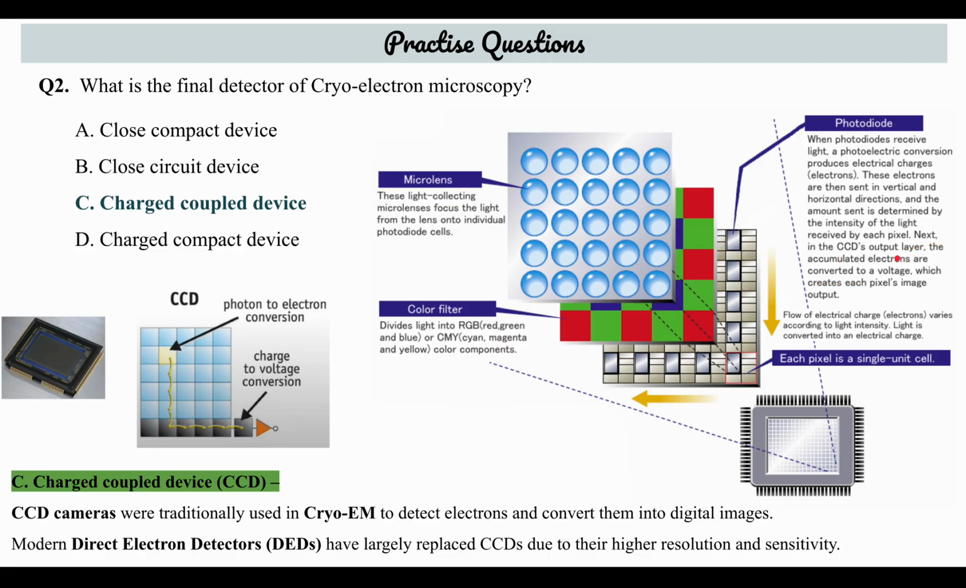And next, in the CCD output layer, the accumulated electrons are converted to voltage, which creates each pixel's image output. So each pixel is a single unit cell. In this way, this is the detail about the charge-coupled device. You don't have to go through it, but this is just an overview of how it works. So now let's move to the next question.